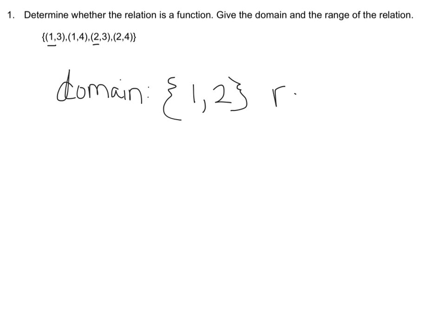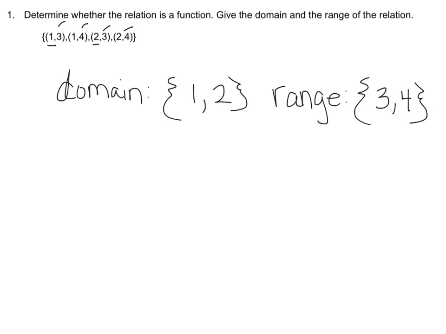Next, we can list the range. And the range is the set of all unique second components, or y values. And again, we don't need to list any duplicate values. So we have a 3 for the y, a 4, and then we have a 3 and 4 again. So our range is just 3, 4.